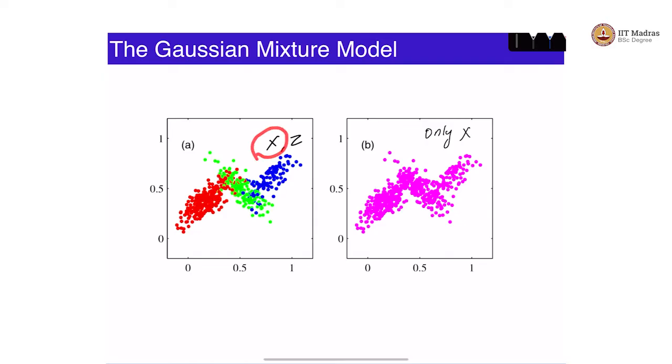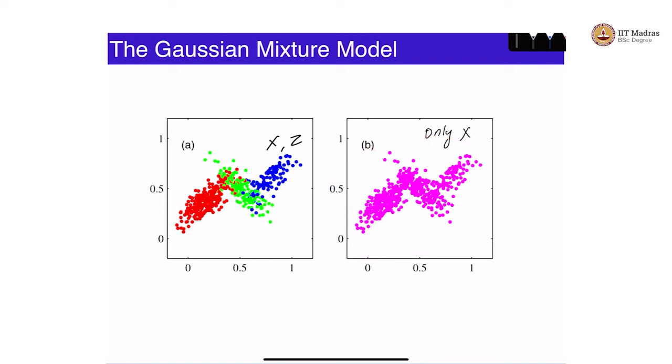But practically you would not have that. You'd only have x, right? So effectively you would have data like this only. So you don't know whether a given point is from the red cluster or the green cluster or the blue cluster. You don't know that. You only know that there is a point like this. That's what you would know. Now you have data like this.